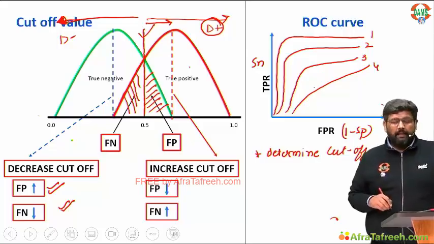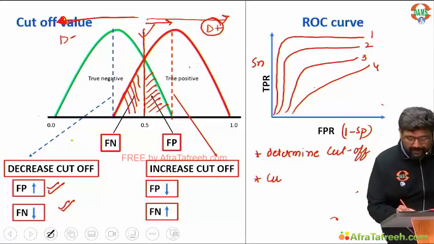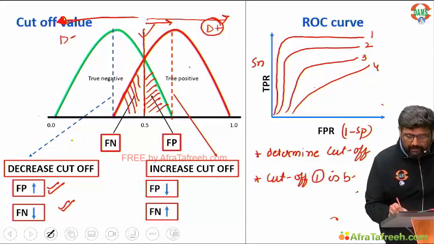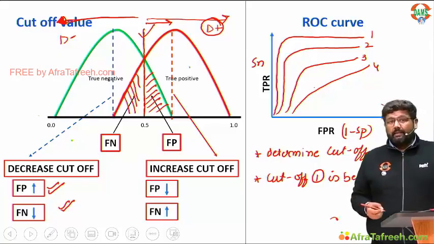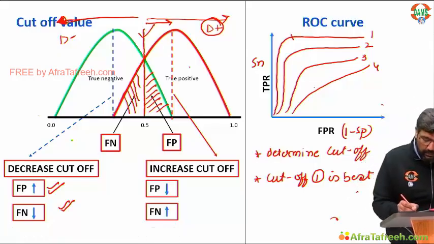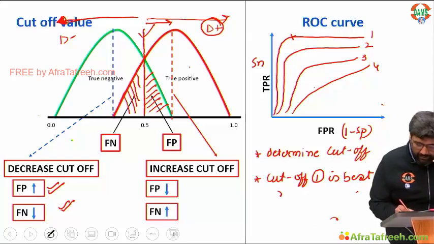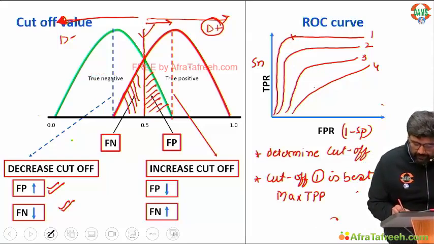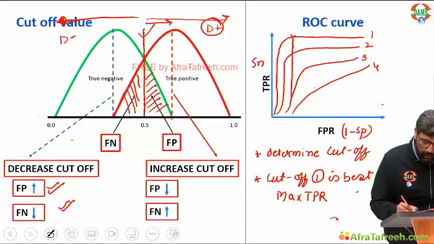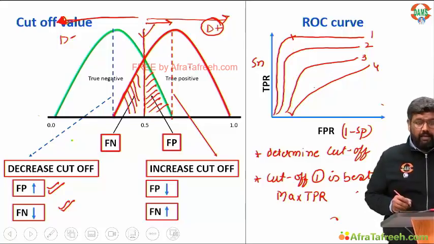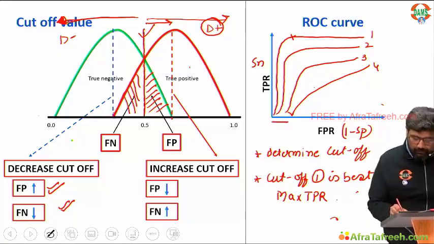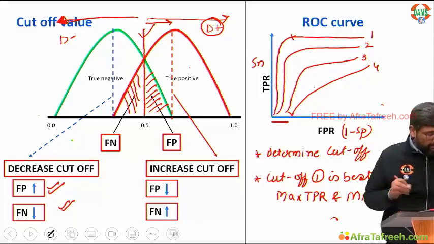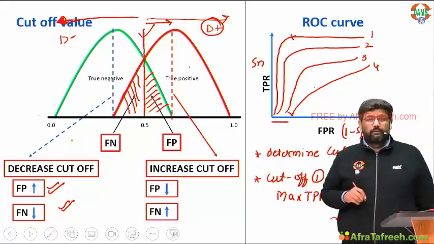Right? Now cutoff 1 is the best. Guys, why is this best? Because at any point you see, it gives you maximum true positive rate. Suppose this point. Here you have maximum true positive rate and minimum false positive rate.